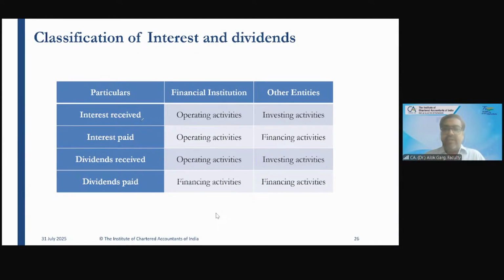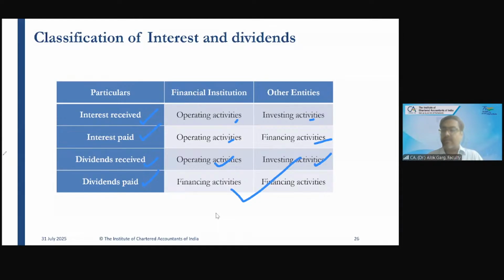Interest received: if it is a financial institution like a bank, it is an operating activity; for other entities, it is an investing activity. Interest paid: it will be an operating activity for a financial institution, but for others a financing activity. Dividend received: it will be an operating activity for a financial institution because they are doing a lot of investments for the purpose of their business, but for other entities, a financing activity. Dividend paid on equity shares is a financing activity for both entities.